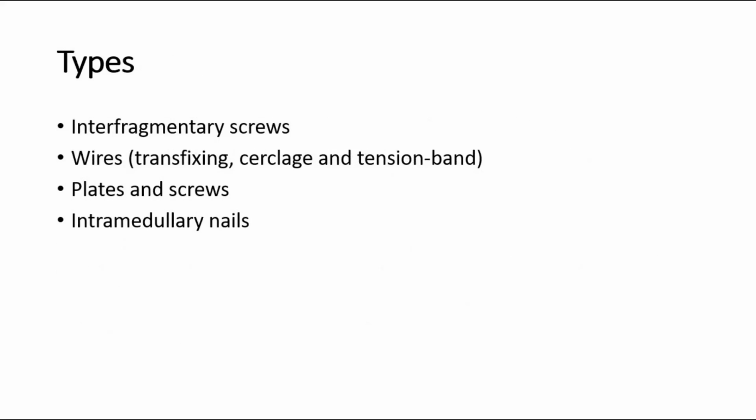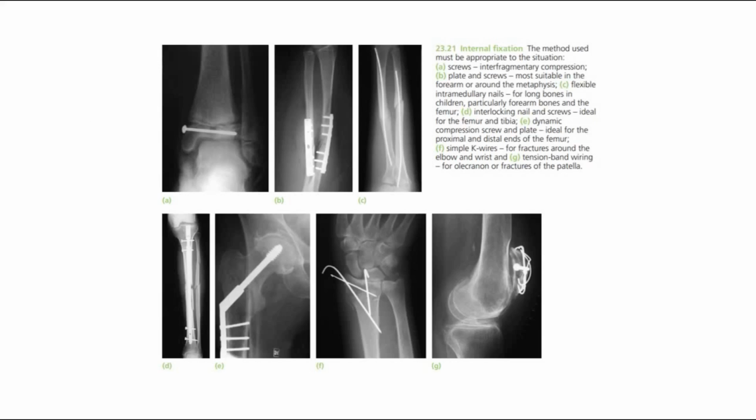There are a few different types of internal fixation, which include interfragmentary screws, wires, like transfixing, cerclage, and tension band, plates and screws, and intramedullary nails. The method used will be based on the situation and site of fracture.